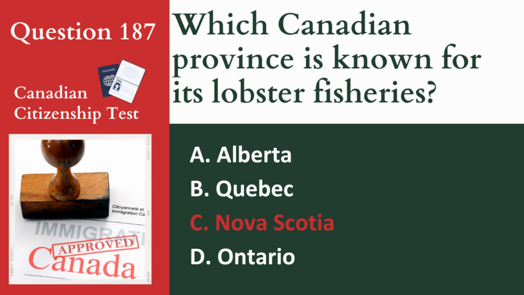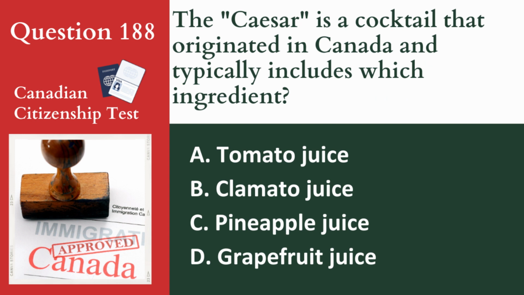Answer. C. Nova Scotia. Nova Scotia is well known for its lobster fisheries and is a significant source of this seafood. Question 188. The Kaiser is a cocktail that originated in Canada and typically includes which ingredient? A. Tomato juice. B. Clamato juice. C. Pineapple juice. D. Grapefruit juice. Answer. B. Clamato juice. The Kaiser is a cocktail made with vodka, Clamato juice, hot sauce, and Worcestershire sauce, and it was invented in Calgary, Alberta.